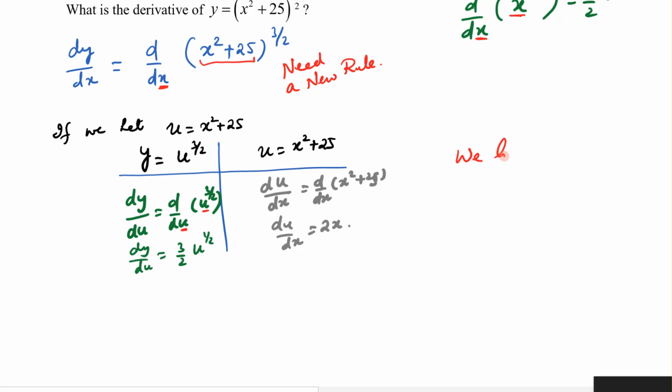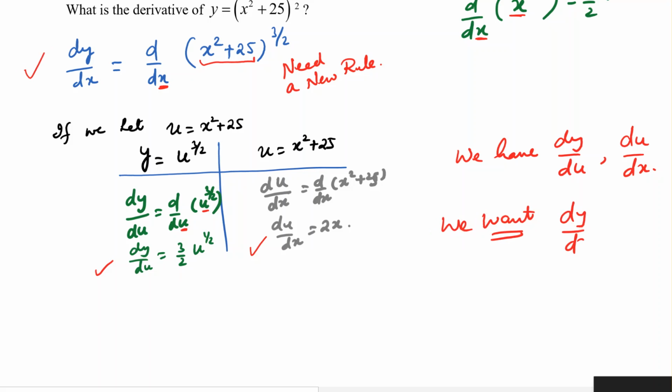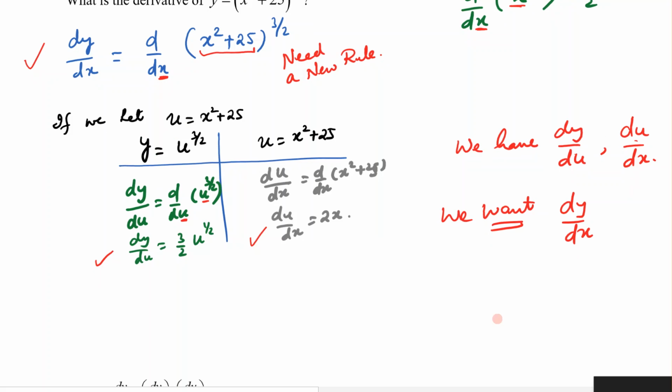So if we analyze this situation now, what do we have? We already found dy over du, and we also have du over dx. But what we want is dy over dx. Implicitly we can see that if we multiply these two together, the differential of u, du and du, is going to get cancelled and we're going to get our dy over dx.